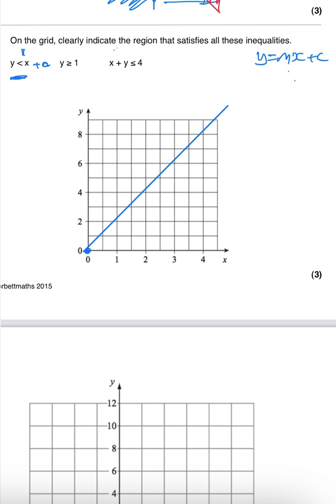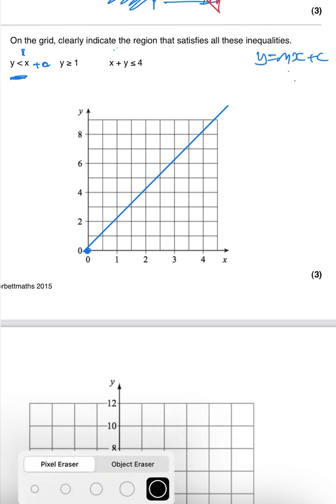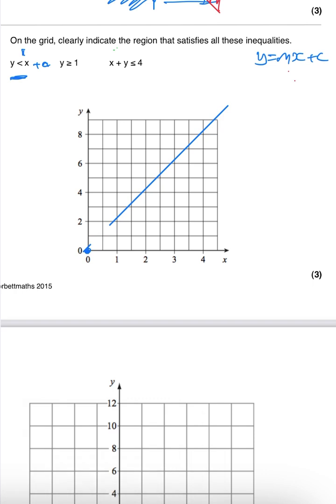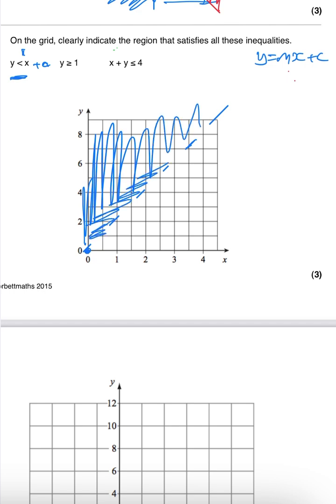Now, as I said to you before, it has to be dotted. It's a little more difficult for me on this iPad, but as long as it's a dashed or a dotted line, you should be okay. And then some shading, of course, we need. So if y is less than x, then our range of possible values is down there, so we shade above. It's a bit more difficult with a dotted line, and that's that.